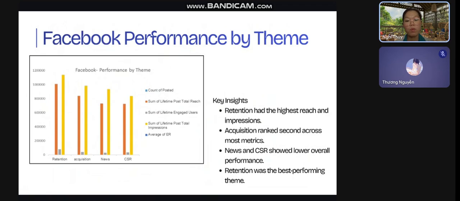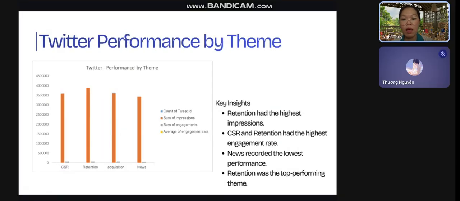Let's see whether Twitter showed the same trend. The overall trend on Twitter is quite similar. Retention generated the highest number of impressions. At the same time, retention and CSR achieved the highest engagement rate. In contrast, news recorded the lowest performance. This shows that retention performed consistently well on both platforms.